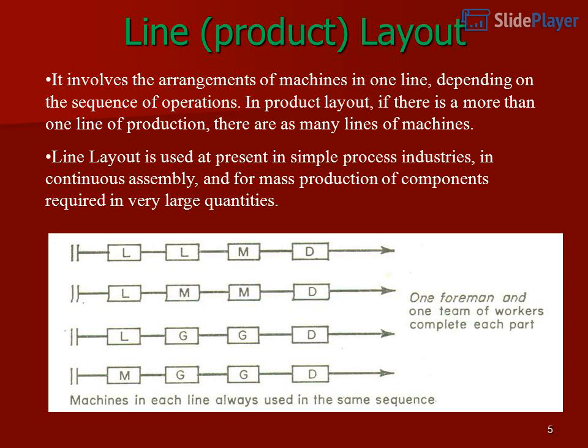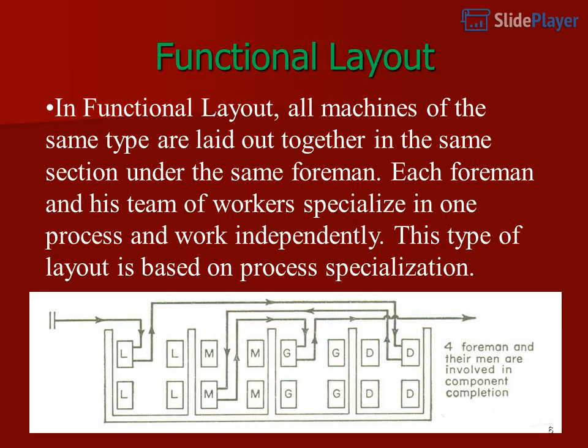Line, or product, layout involves the arrangement of machines in one line, depending on the sequence of operations. In product layout, if there is more than one line of production, there are as many lines of machines. Line layout is used at present in simple process industries, in continuous assembly, and for mass production of components required in very large quantities.